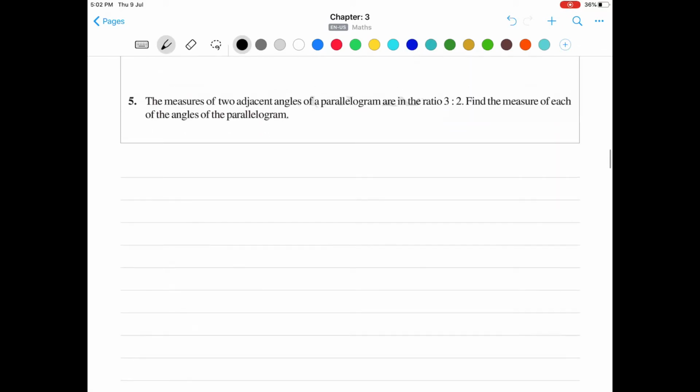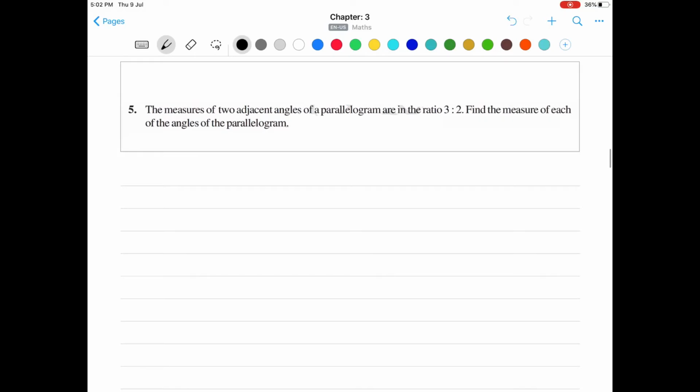Moving to the next question, we have: the measures of 2 adjacent angles of a parallelogram are in the ratio of 3:2. Find the measure of each of the angles of the parallelogram. So we are given 2 adjacent angles whose ratio is 3:2 and we are asked to find all the other angles of this parallelogram. Okay, so let's start. Answer number 5.